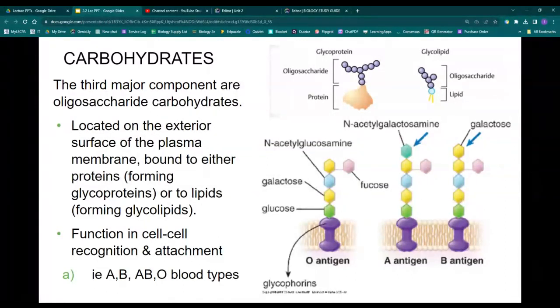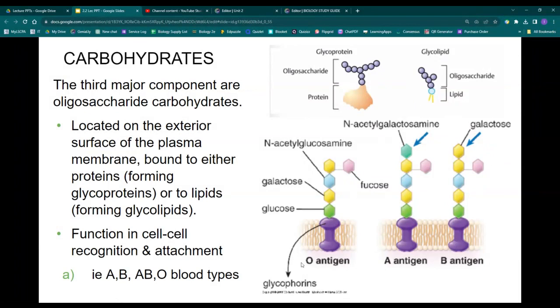They're going to be found mostly on the outside, and they're important for cell signaling or cell-to-cell recognition. So your cells can recognize other cells that are yours and not attack them because they have these glycolipids and glycoproteins. Glycoproteins are made up of a carbohydrate connected to a protein, hence glycoprotein, and glycolipids are made up of a carbohydrate connected to a lipid, so hence the name.